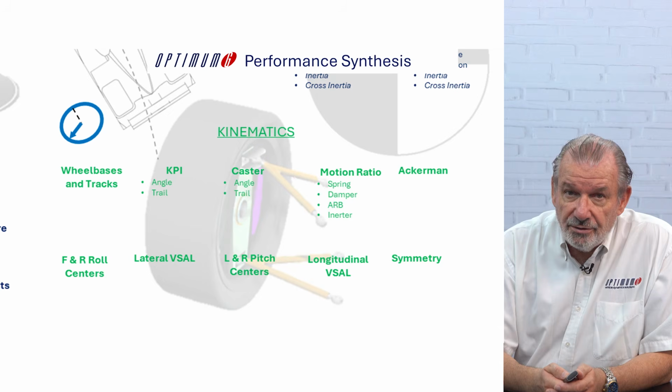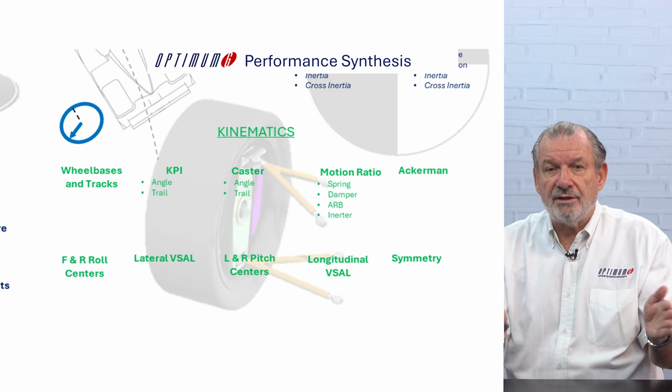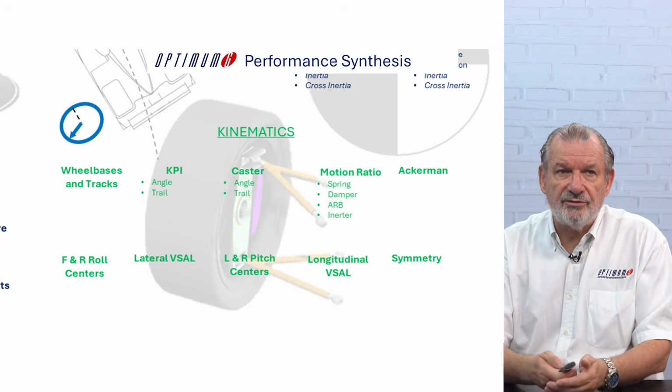Anti-roll bar, inertia also. What's the Ackermann? How much do you want to steer the left and the inside and the outside wheel? Where are the initial roll centers and where do they move? They move vertically, they move laterally.